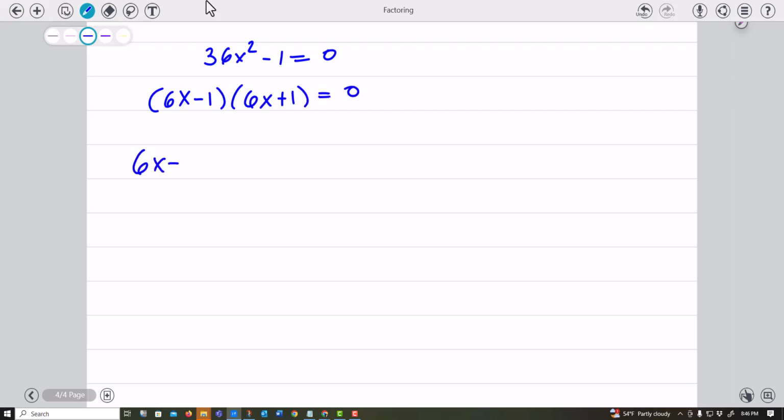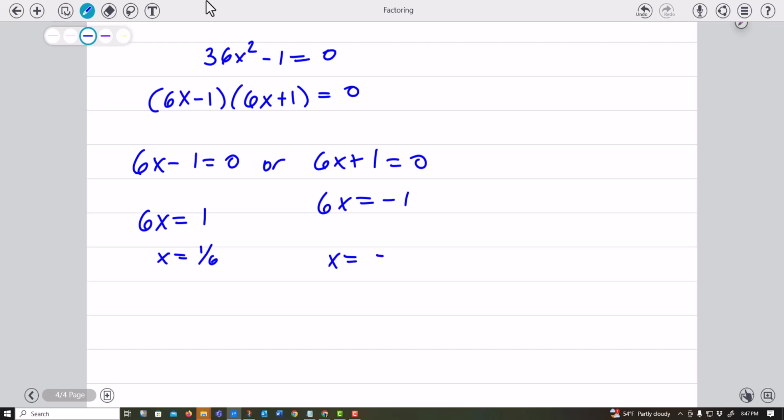And then I just do the same procedure where I set both of these equal to 0. And I get 6x equals 1. And then x equals 1 over 6. And 6x equals negative 1. And x equals negative 1/6. So always look for those special factoring ones as well when solving these.